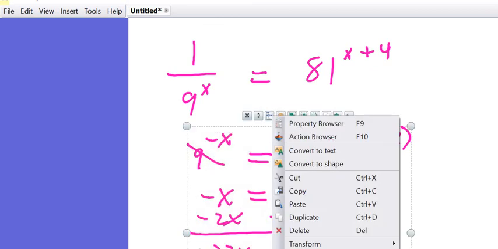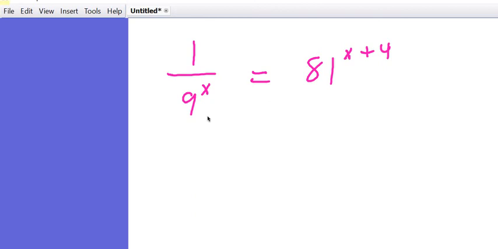Alright, so you can see what we have here: 1 over 9 to the x equals 81 to the x plus 4. What do you think our base is going to be? You could use 3, or you could use 9. Now 9 is not a prime number, but it will work. It'll create less work for us if we use 9.